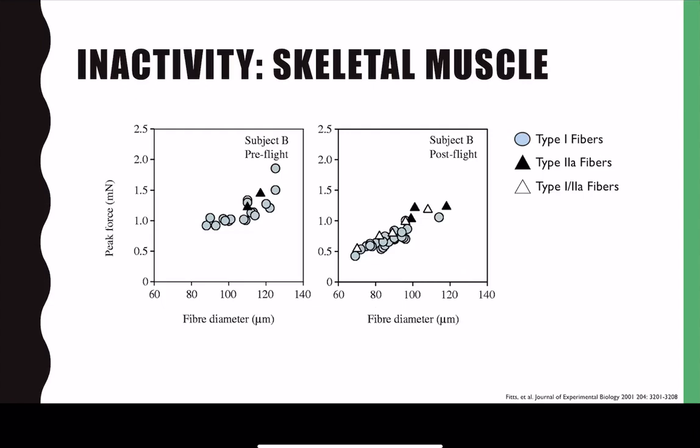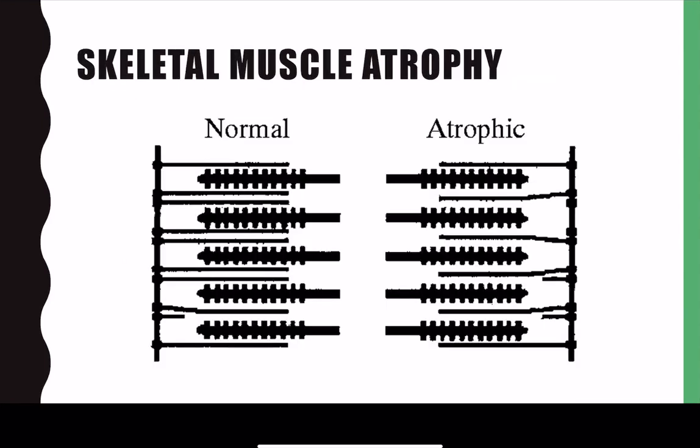This is data that was collected from astronauts that were on a 17-day mission, and we're looking at that effect on force. And you see that pre-flight compared to post-flight, there is a significant drop in peak force. Strength goes down. This study showed also that power goes down as well. I'm just showing you the peak force data.